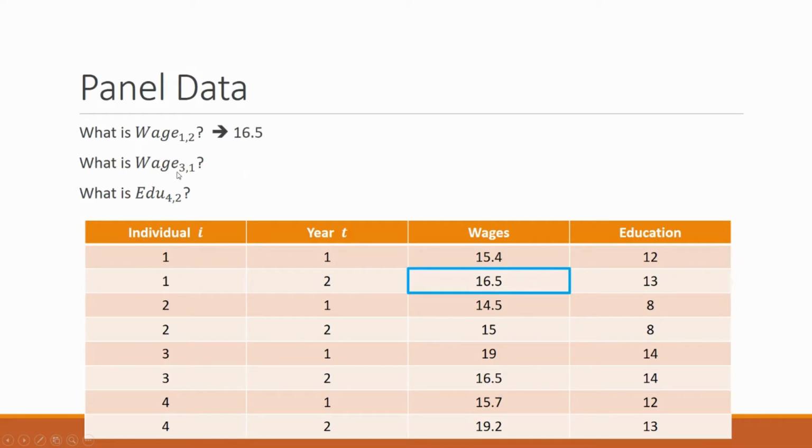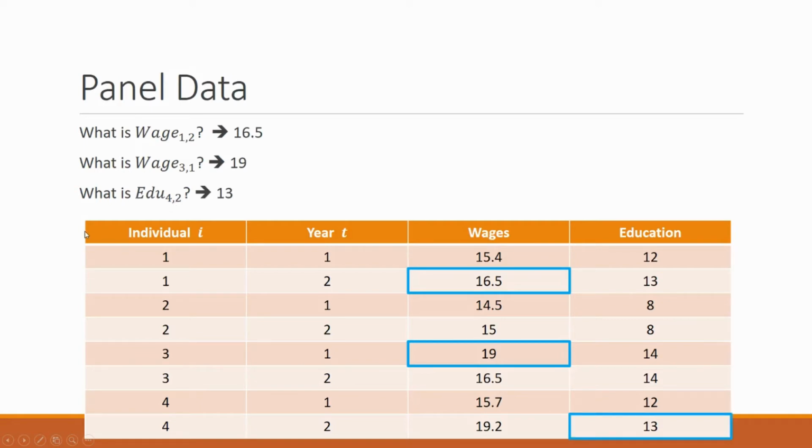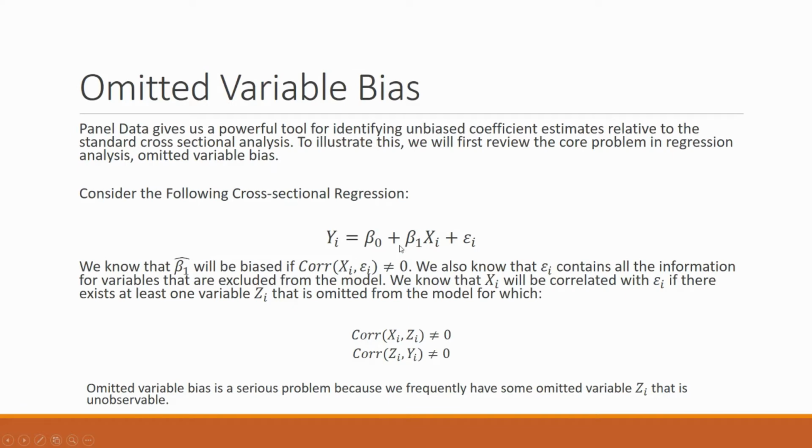What about the wage for person 3 at time period 1? Can you find that? Person 3 at time period 1, if you said 19, you're correct. All right, what is the education level for person 4 at time period 2? Can you pick that out? If you pick 13, you're correct. All right, well done. That was just a very simple thing to make sure we understand how these indexes work. All right, with that done, let's move forward.